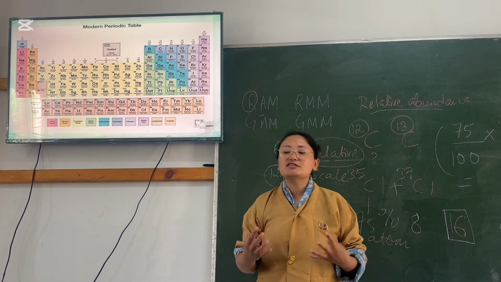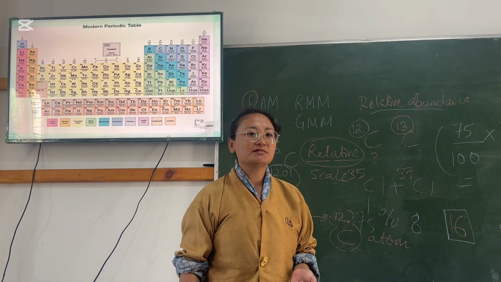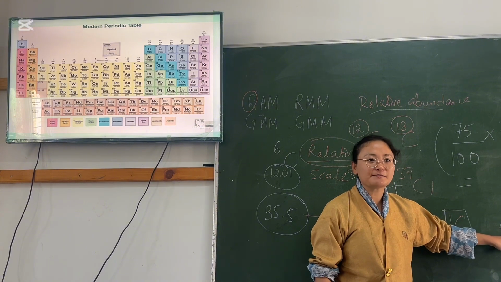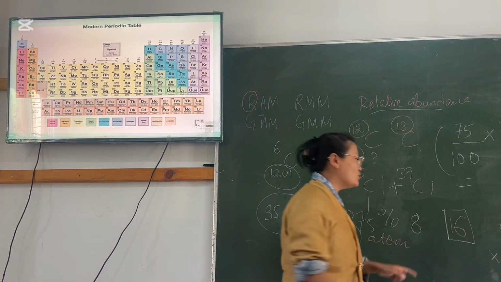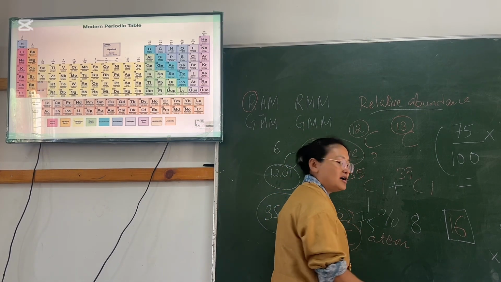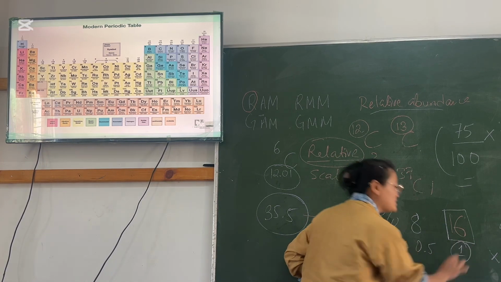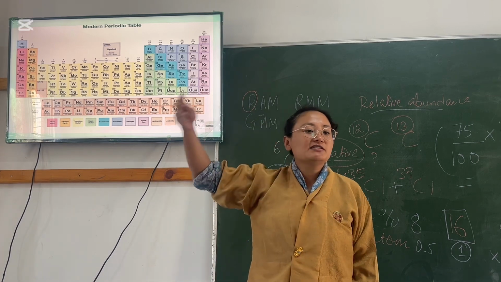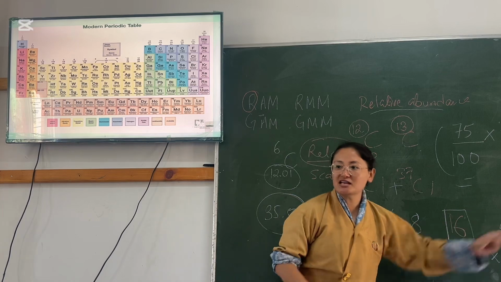Now you are 16 and your father is 48. We want to see how many times your father is older than you. Your father is 3 times older and your sister is half your age, 0.5. So you assigned yourself the value of 1. With this measure, my father is 3 times older and my sister is half my age. It becomes easier to understand.